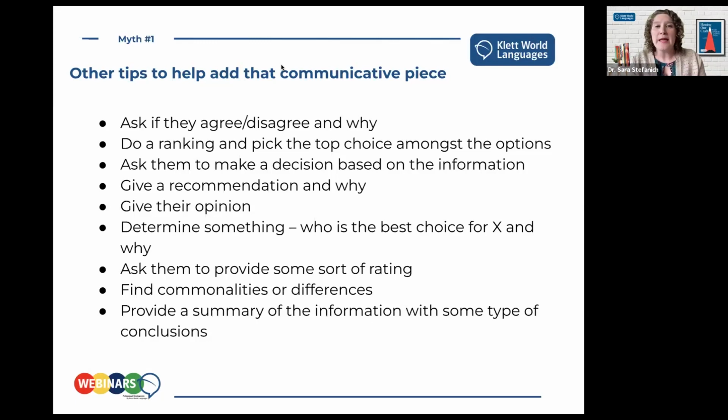They can do a ranking, they can pick top choices amongst options. You can ask your students to make a decision based on the information, to give a recommendation and why, to give their opinion, to determine something, right? Who is the best choice for something? They can provide a rating, find commonalities or differences, or provide a summary with some type of conclusions.